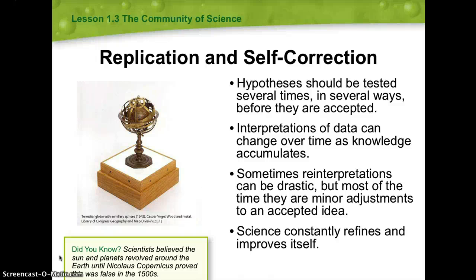Did you know that scientists believed the sun and planets revolved around the Earth until Nicholas Copernicus proved this was false in the 1500s? So here's an example of one idea that was accepted among the people, that the sun and planets revolved around Earth, and now today we realize that that's not true. It's indeed that the planets revolve around the sun.